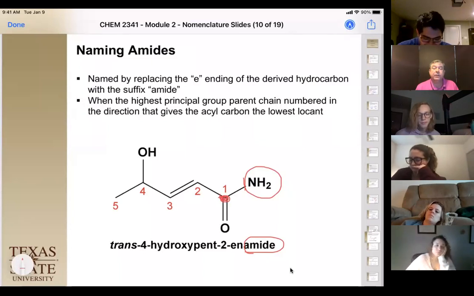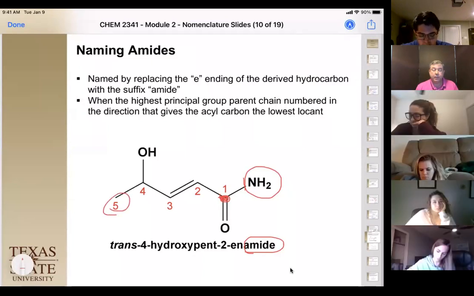So again, we're starting with our carboxylic acid as number 1, and we have 1, 2, 3, 4. So we have pentane, but we have a double bond. So we have pentene, and we have a substituent here on our 4-carbon. So we have 4-hydroxy, pent-2-ene for the double bond.